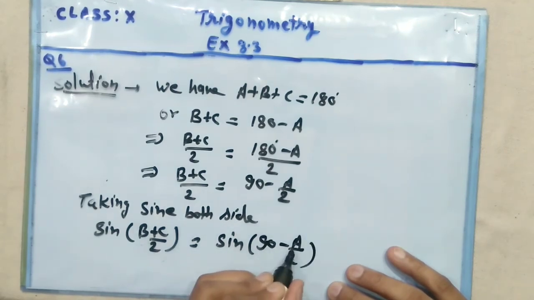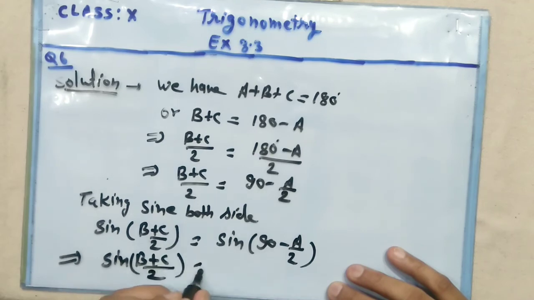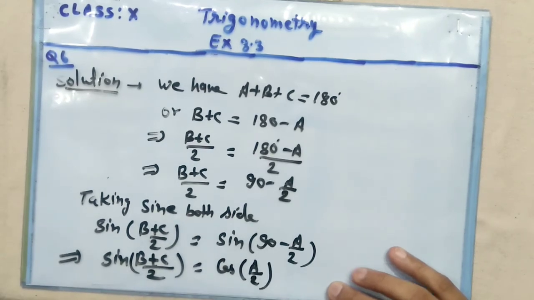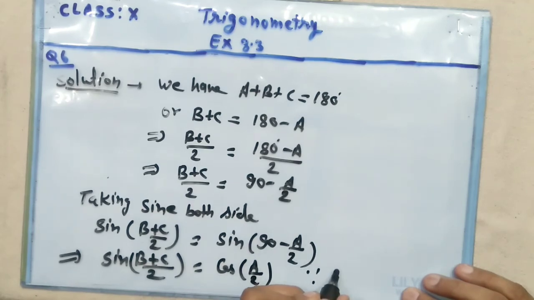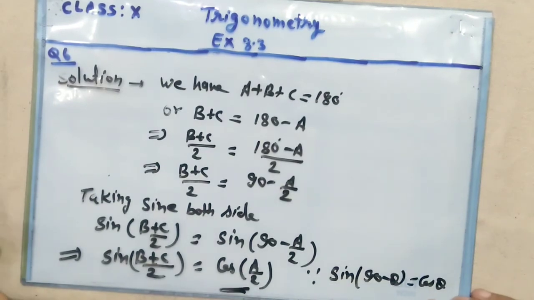But you know sine 90 minus theta is cos theta. So sine of B plus C upon 2 is equals to cos A upon 2, because you know sine 90 minus theta is equals to cos theta. So this is our proof. So this is quite simple.